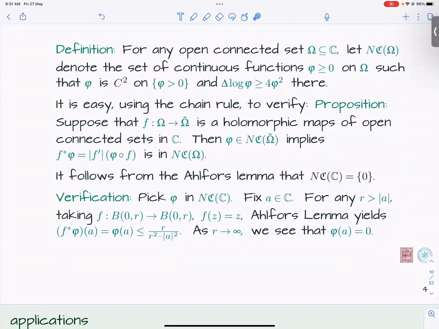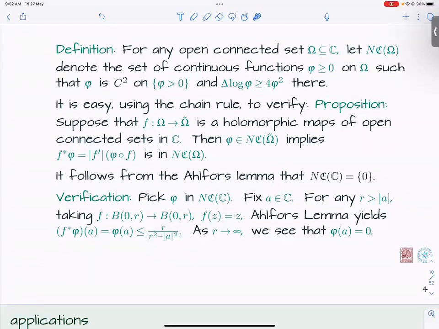Because if there was such a P, suppose P is a metric of negative constant curvature, or curvature bounded above by a negative constant, then take any point A in C and take R to be bigger than the absolute value of A. Consider the disk of radius R and a holomorphic function from the disk of radius R to itself. You can take this function in particular to be just the identity function. Apply Alpert's lemma to this situation with the Poincaré metric for the disk of radius R. What is the Poincaré metric for the disk of radius R? Well, it is just this.